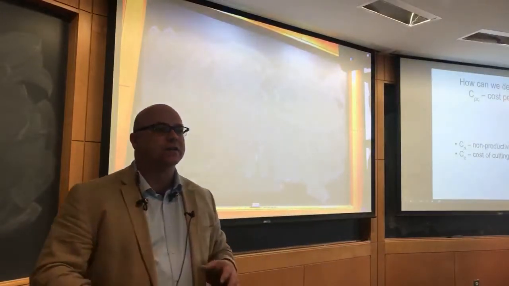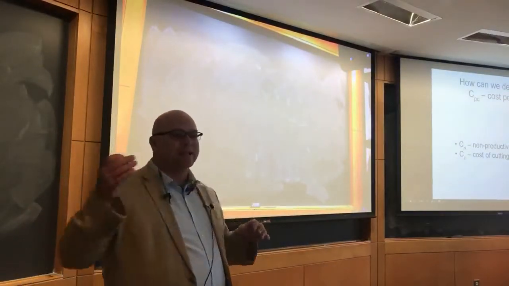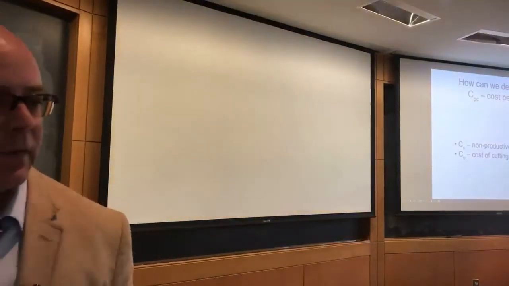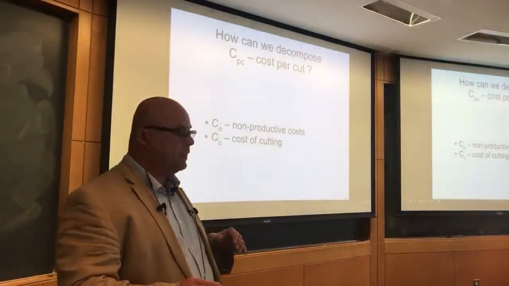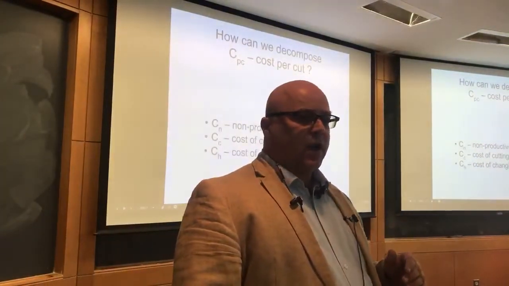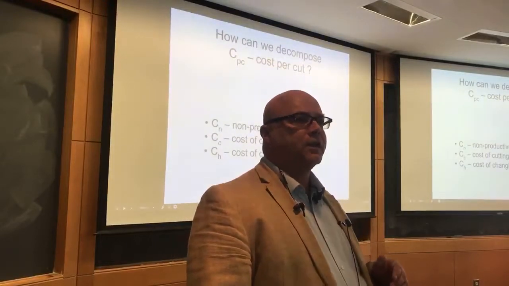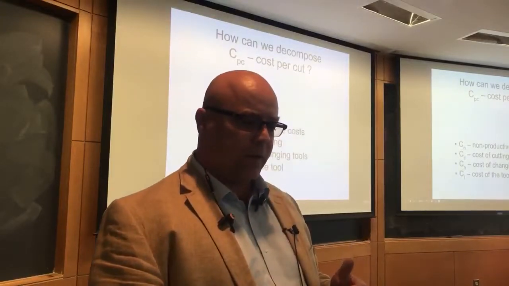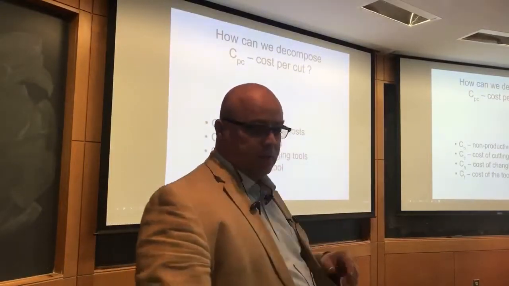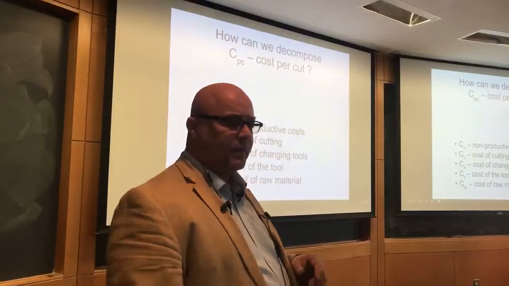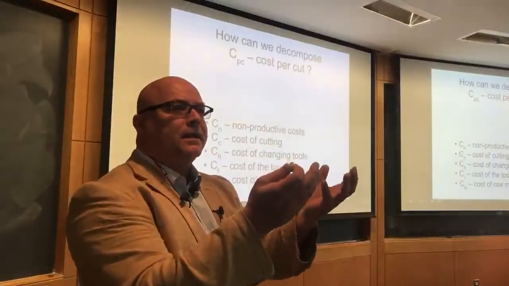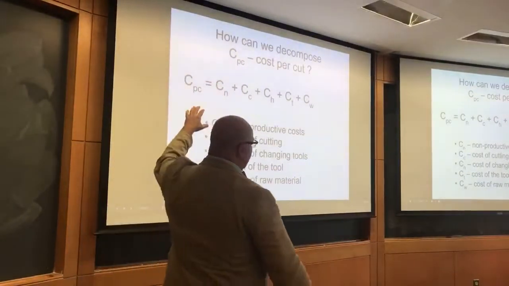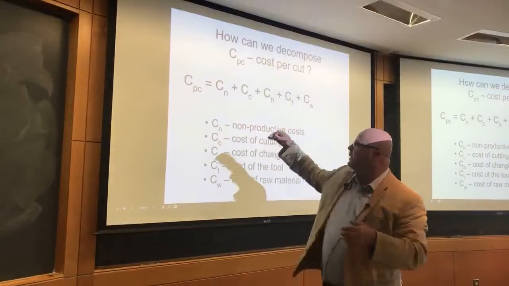Then there's the cost of cutting. There's the cost of the time the tool is engaged in the workpiece doing value-added work. There's the cost of changing tools, and we started talking about that a minute ago, right? There's the cost of the tool, which we break out separately here, and the cost of the raw materials. So that's what it costs to make that cut, that part. You can add them all together, so the cost per cut for any operation can be broken down into these things.